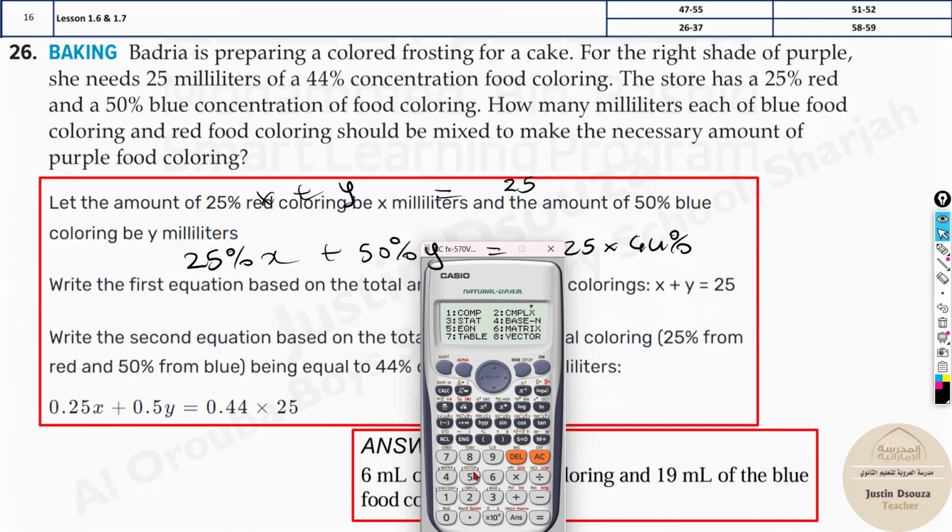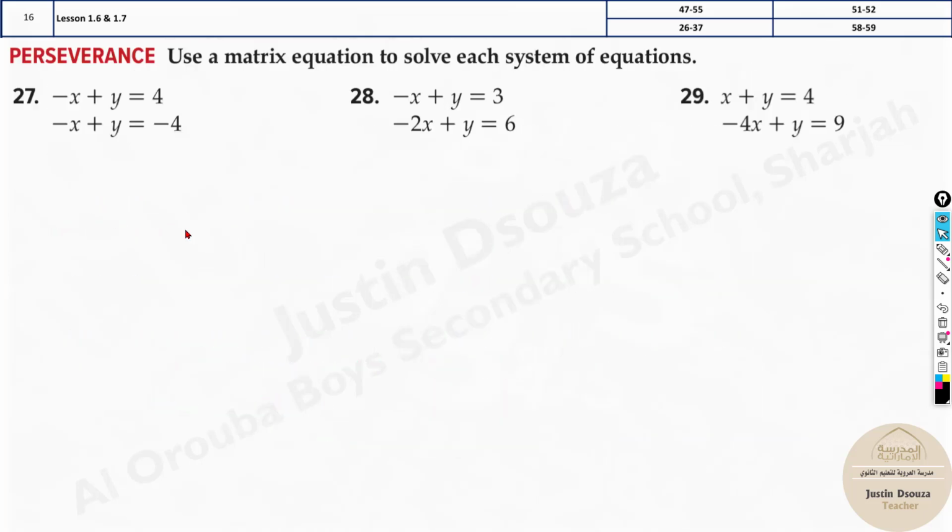All you need to do is go to mode, equation, and this is only two variables, so it's option 1. Look, this resembles that form. And now type the coefficients. It's 1, 1, and equal to 25. And over here we have 25%, and over here 50%. Shift and this symbol gives you the percent. And lastly, we have 25 times 44%. Just write it as it is, it will calculate it for you. The answer is 6 and 19. So use Cramer's rule to solve all these problems and check your answers with the calculator.